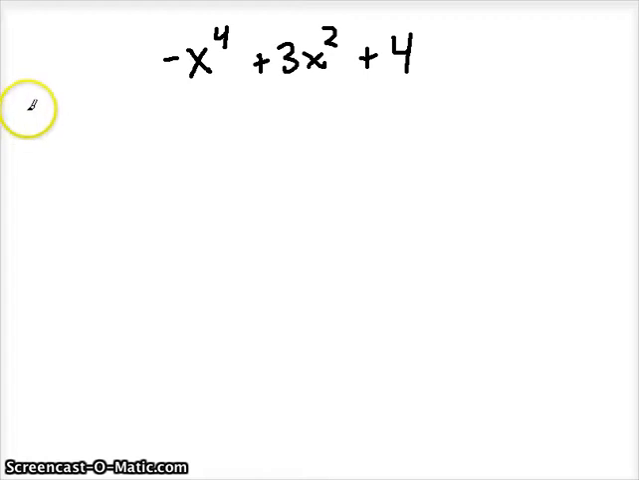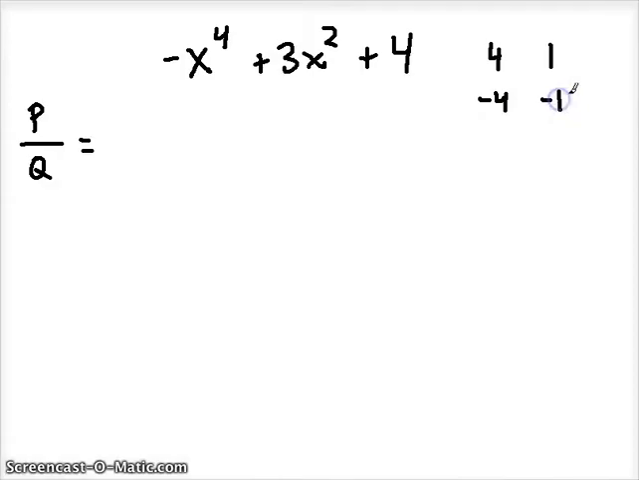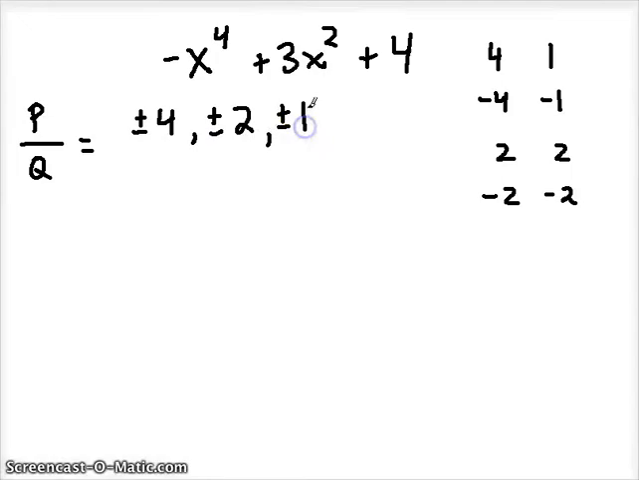So if I list my possible zeros first, I want factors of my constant. That's going to be what? 4 and 1, -4 and -1, 2 and 2, and -2 and -2. So here we got positive and negative 4, positive and negative 2, and positive and negative 1 there. Those are all my possible factors of my constant.